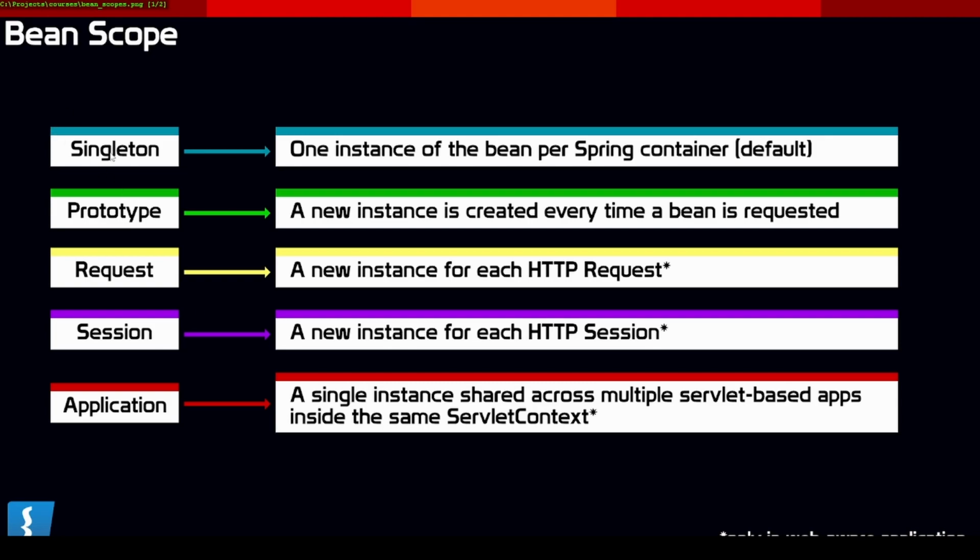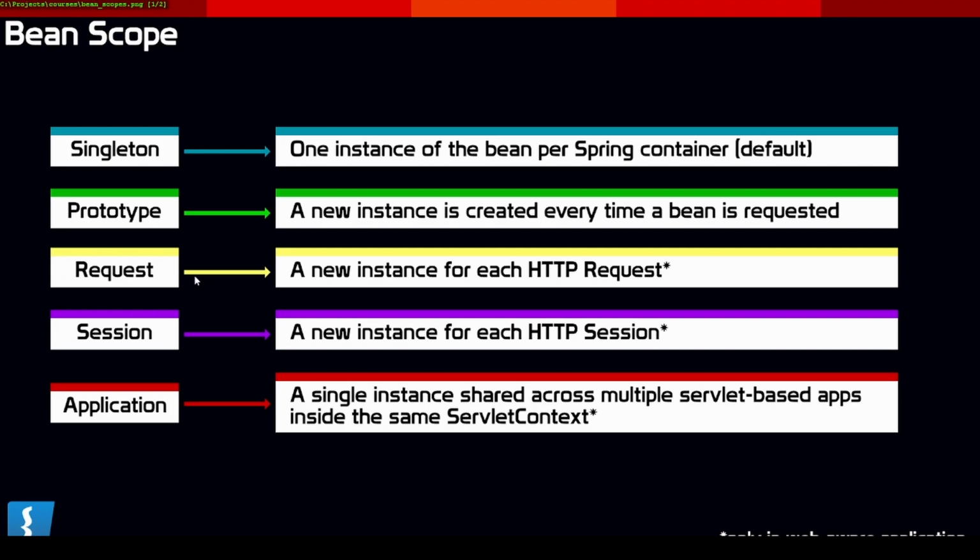The default scope is singleton. For singleton beans, there is only one instance created for the entire Spring container, and this is the default behavior. This means that all requests go to the same bean. Even controllers are beans. There is a prototype scope, and when a bean is defined with this scope, it means that a new instance is created every time a bean is requested. It's the same as calling new every time you want an object.